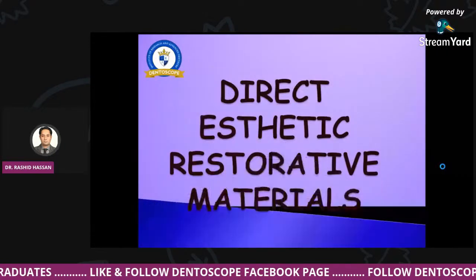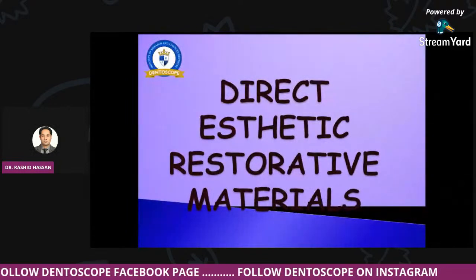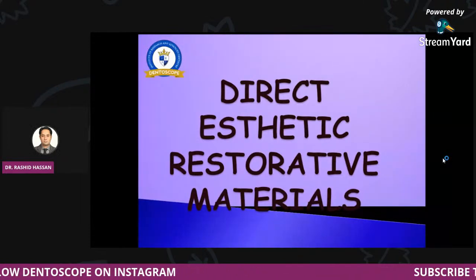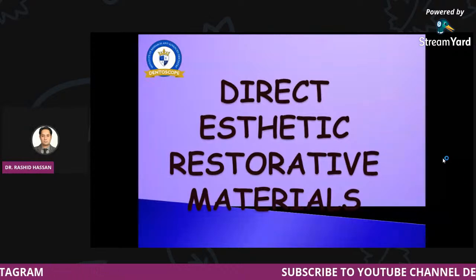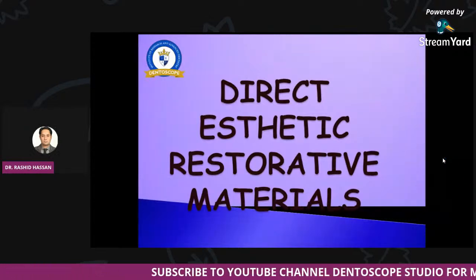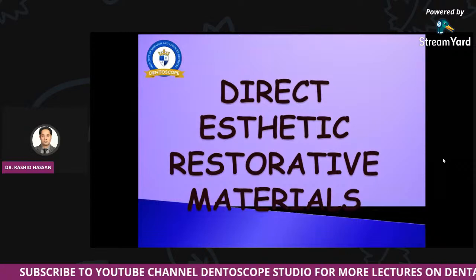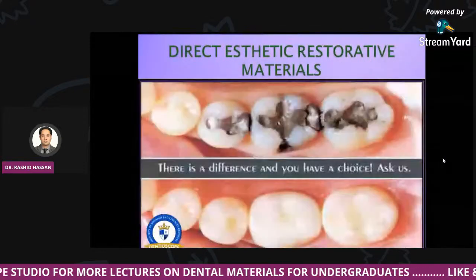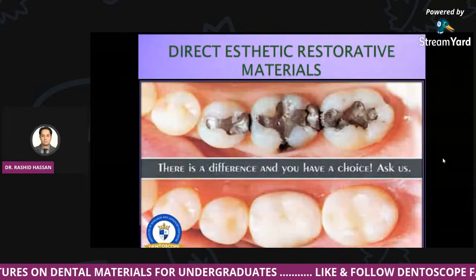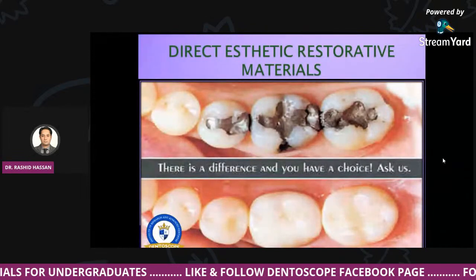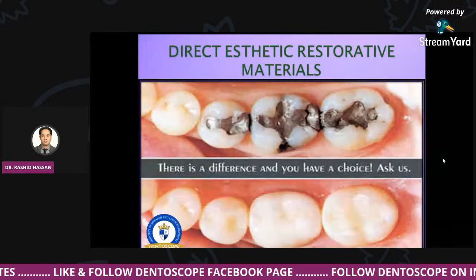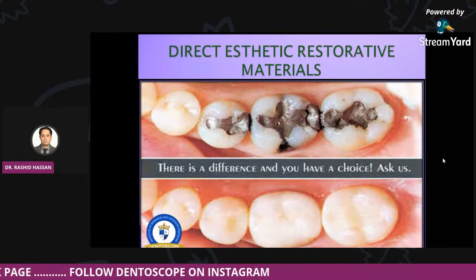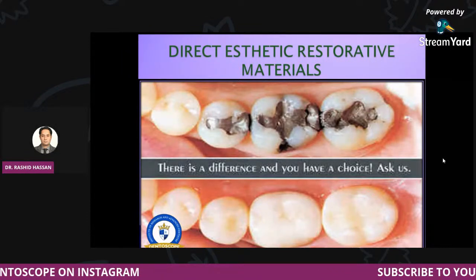So let's move further. We are going to discuss dental composite, and dental composite is basically a direct aesthetic restorative material, as we will mention as the lecture progresses. Well, here's the difference. The first picture that you see is dental amalgam, which is a non-aesthetic restorative material, and then dental composite is an aesthetic restorative material, which matches exactly with the tooth structure.